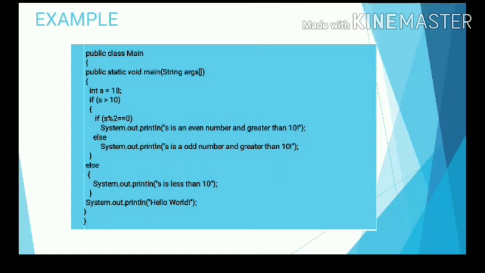Suppose if that condition fails, then it comes to the else part and prints the value s is an odd number and greater than 10. Suppose the first if statement fails, then it comes to the else block and prints the output s is less than 10. Finally, it prints the default statement hello world. In this way, the program will be executed.